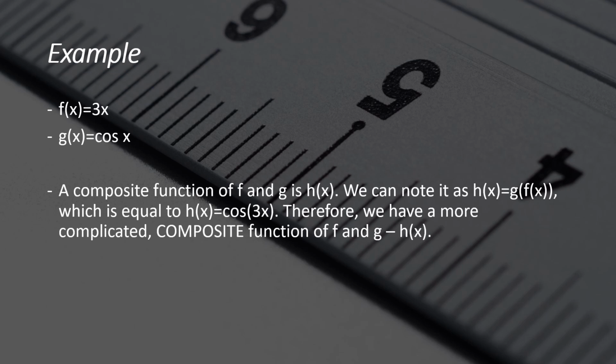In this example, we have two functions, f of x equals 3x and g of x equals cosine x. A composite function of f and g is h of x. We can note it as h of x equals g of f of x, which is equal to cosine of 3x. Therefore, we have a more complicated composite function of f and g, which is h of x.